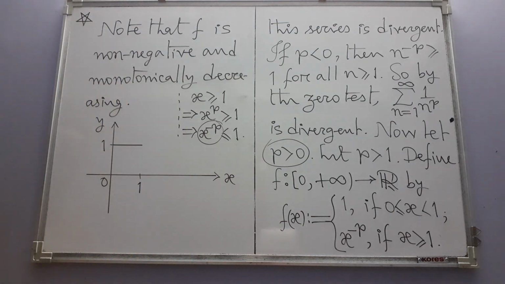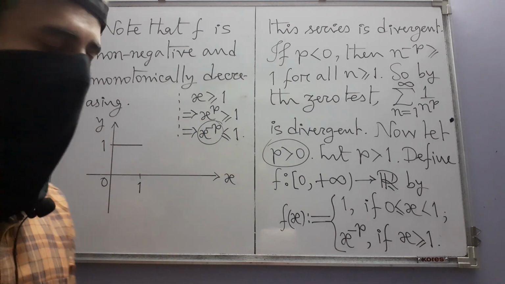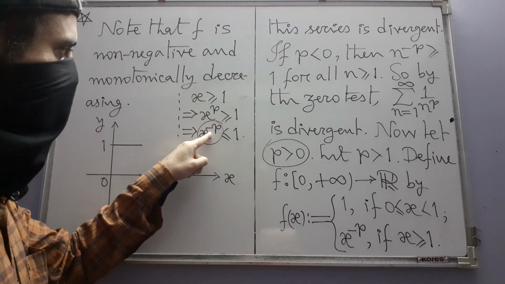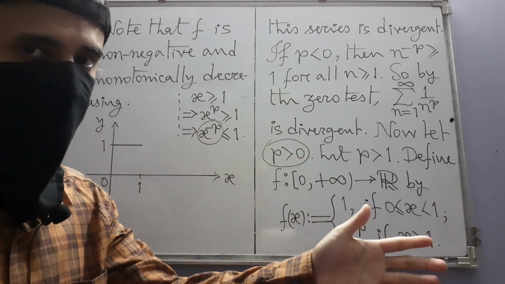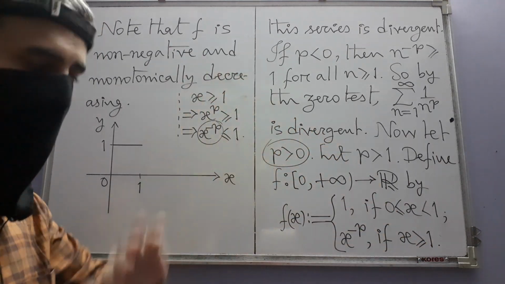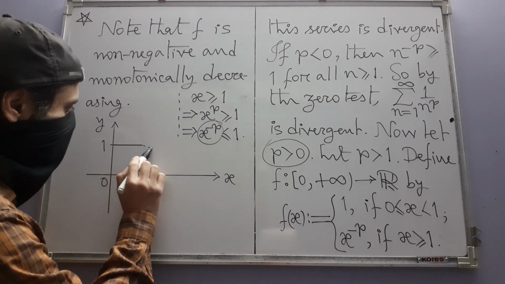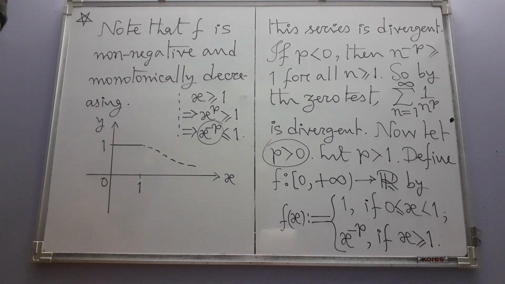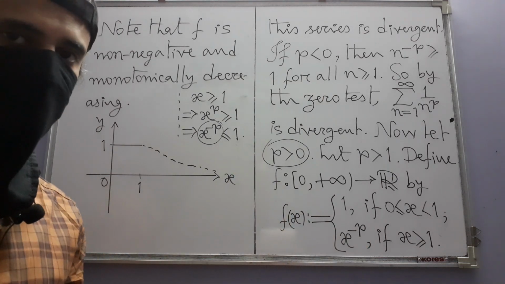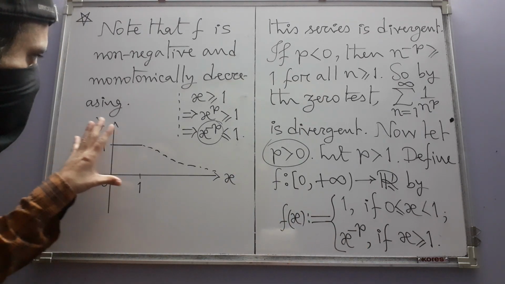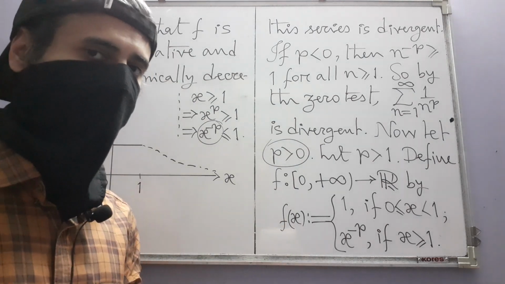And one more thing, this is a decreasing function. Why? That's because as x increases, x to the power p also increases, but then its reciprocal, which is this x to the power minus p, decreases. So it's going to decrease like this without ever touching the x-axis, because the value is never going to be 0.